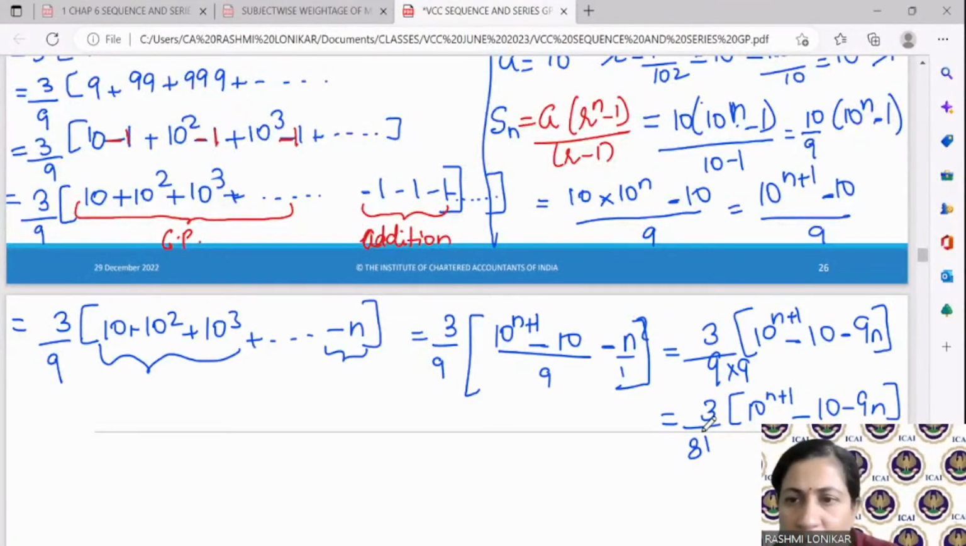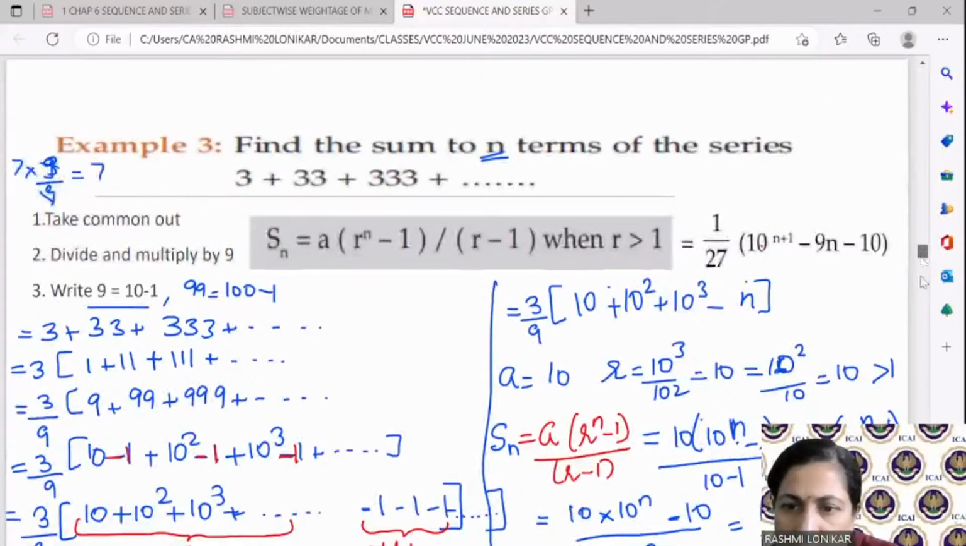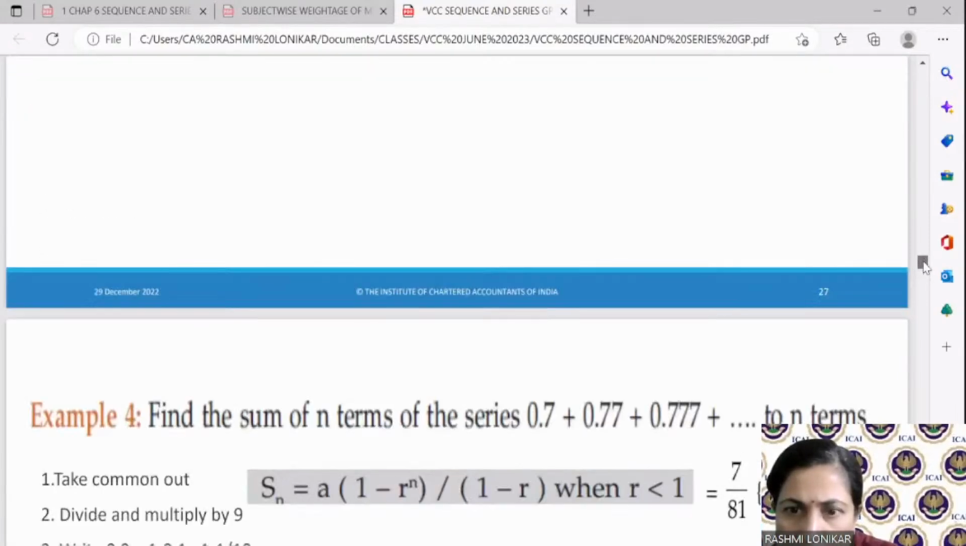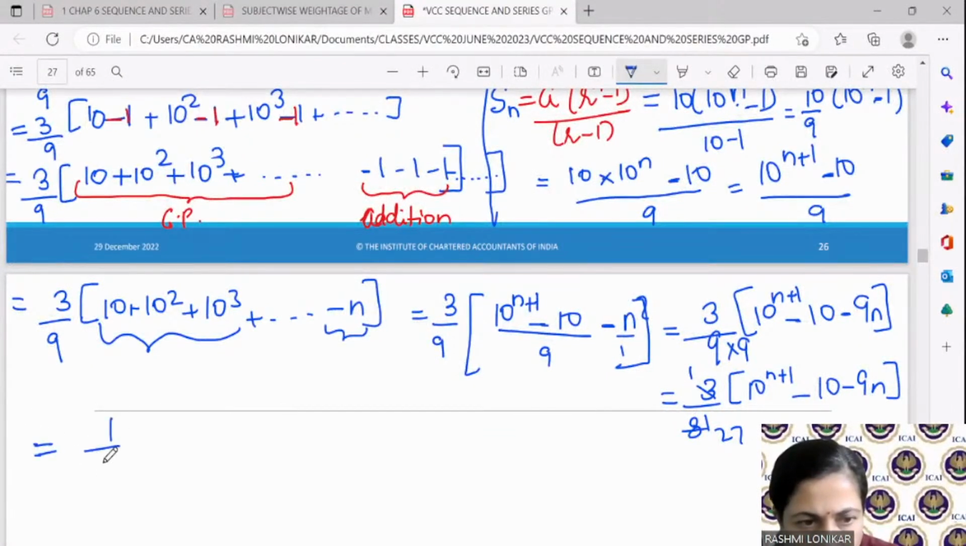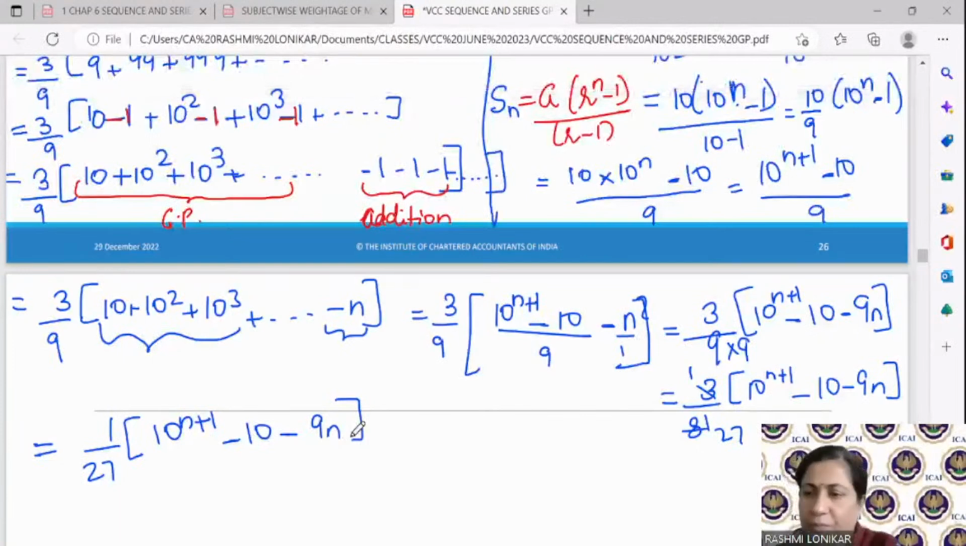So I can simplify this as 3 raised to 1, and this is 27 also. Okay. Yes. So the answer is equal to, what is the sum? 1 upon 27, 10 raised to n plus 1 minus 10 minus 9n. Okay, so this is how you have to solve this.